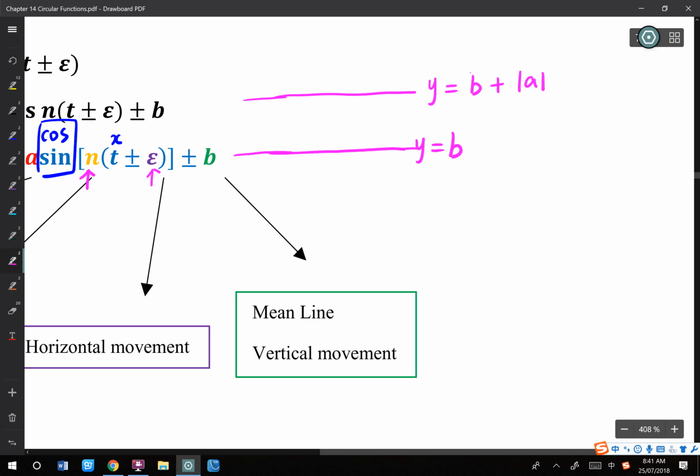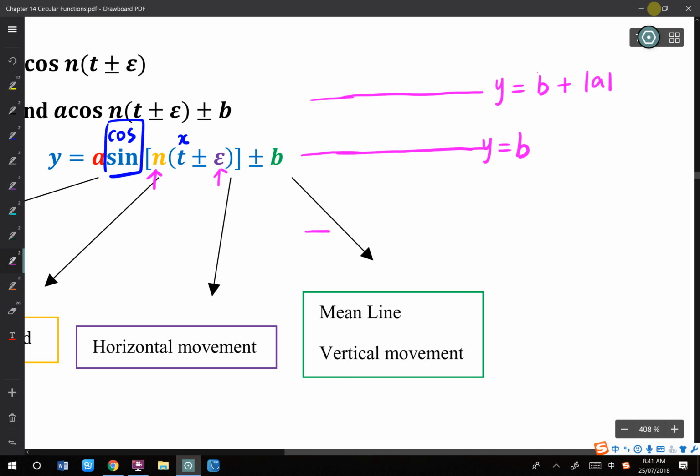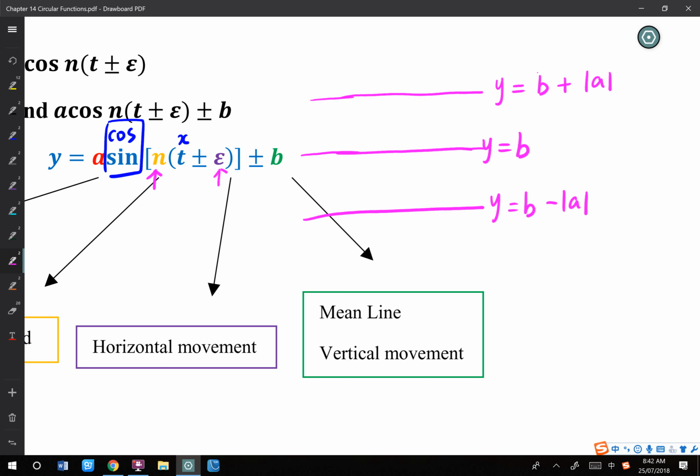Okay, b plus the absolute of A. How many units can you move down? Exactly the same unit, but it's y equals b minus the absolute of A. And why don't I say minus A? Because A can be negative. So absolute is the unit, the absolute unit.